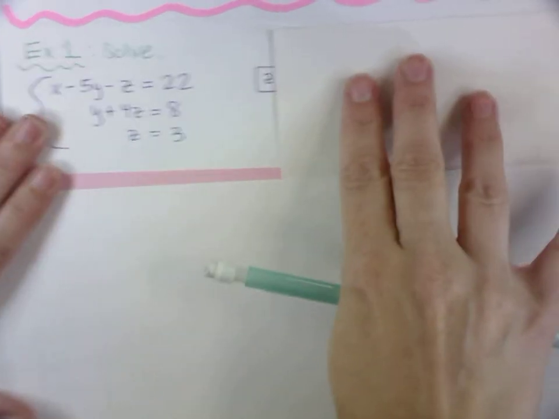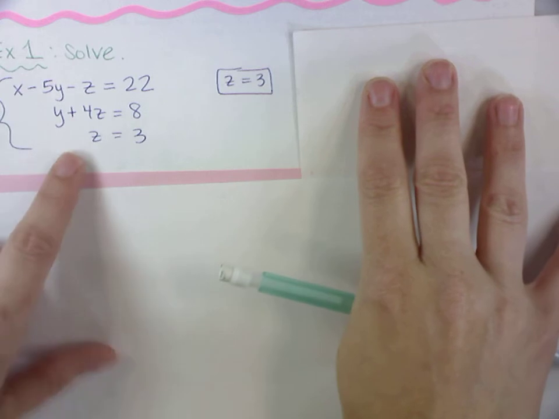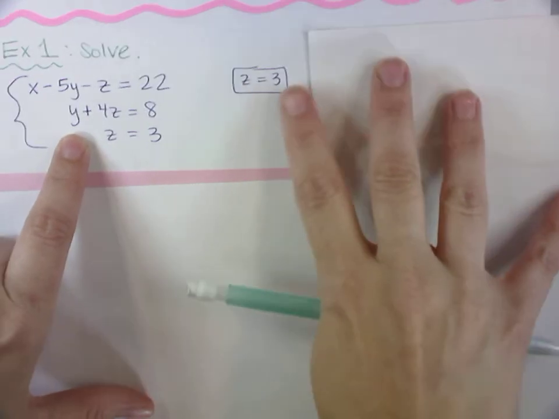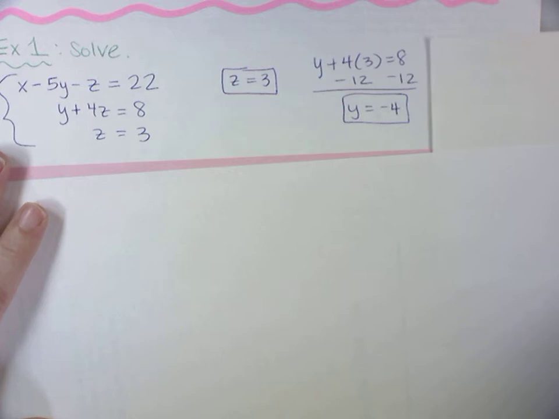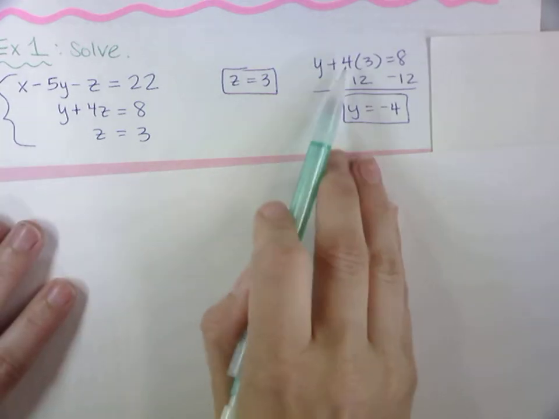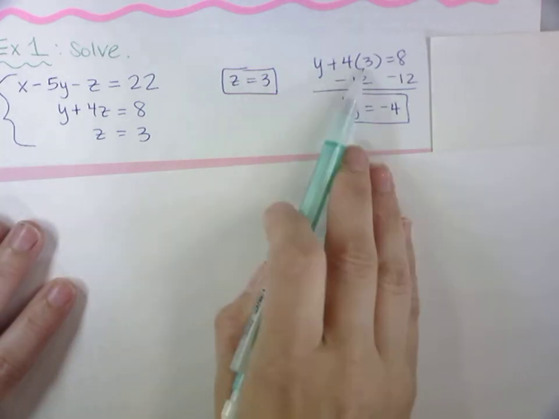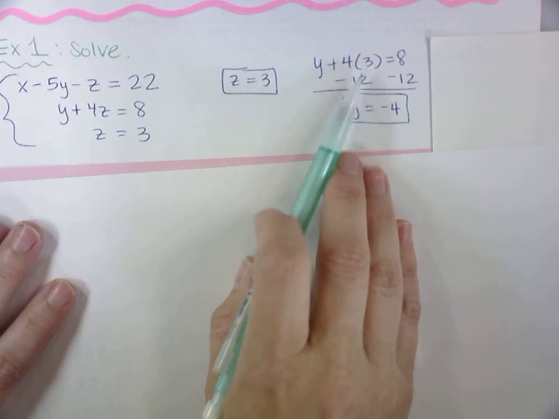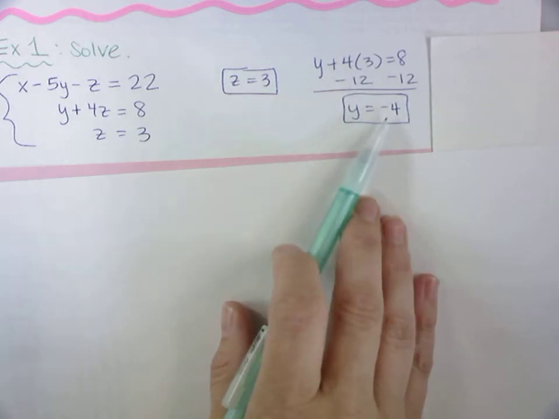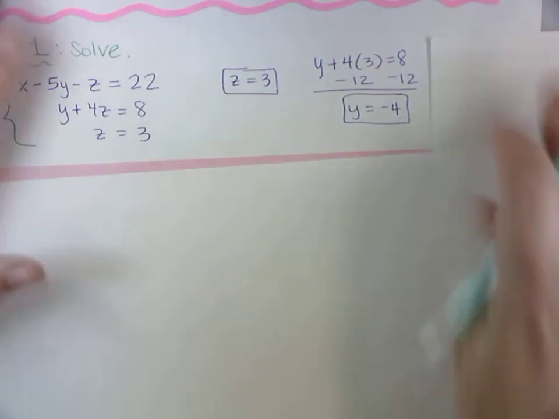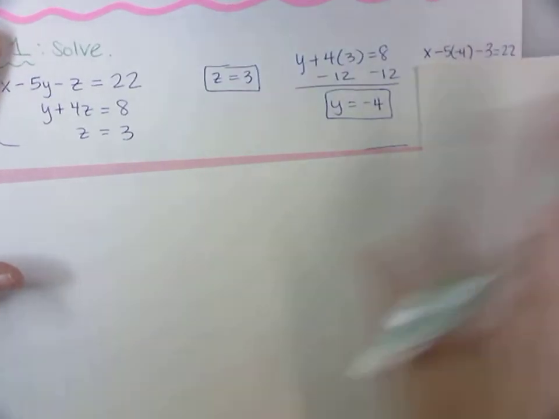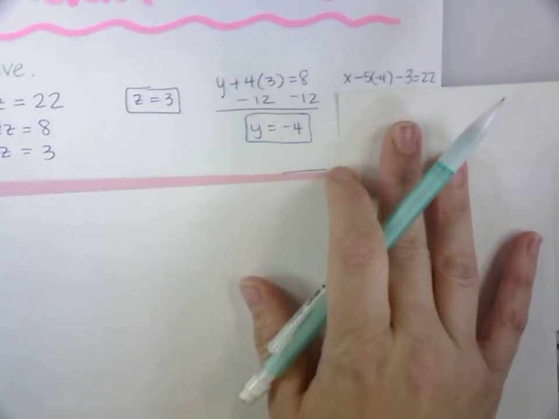So if we start off with z equals 3, and we know that y plus 4z equals 8, then we can go ahead and solve for y. So y plus 4 times 3, which is our z value, equals 8. 4 times 3 is 12, so if I subtract that from both sides, I'm going to get y equals negative 4. And now that I know z and y, I can substitute those into my first equation to find x.